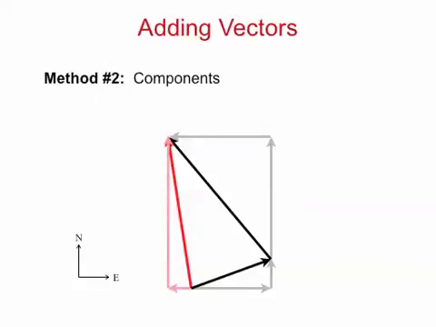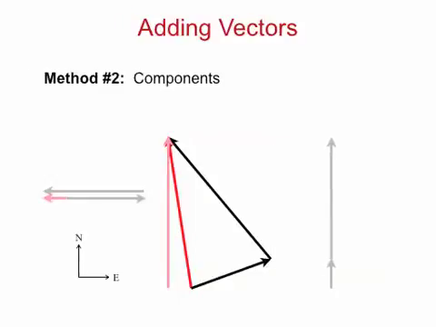Finally, here are the components for the resultant. But now notice something about the horizontal components. If we arrange the gray ones tip to tail, then their sum is equal to the pink one. In other words, the sum of the horizontal components of the two vectors being added is equal to the horizontal component of the resultant. This works for vertical components too. The sum of the vertical components of the two vectors being added is the vertical component of the resultant.